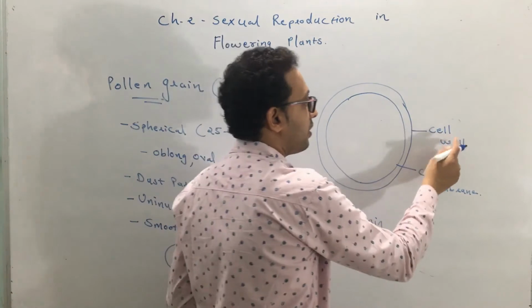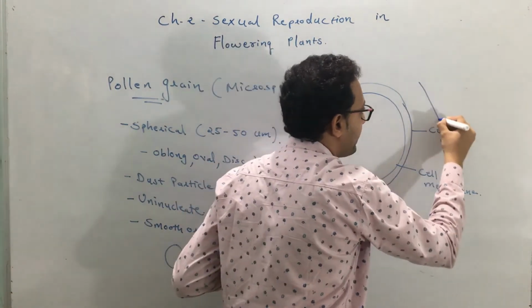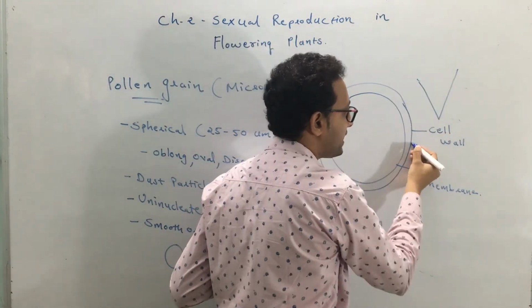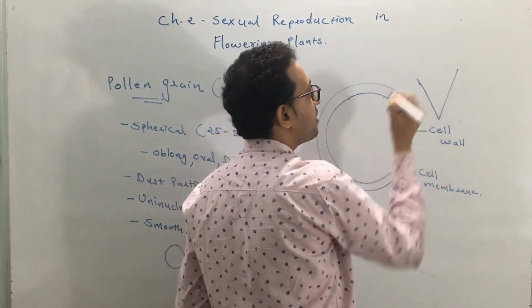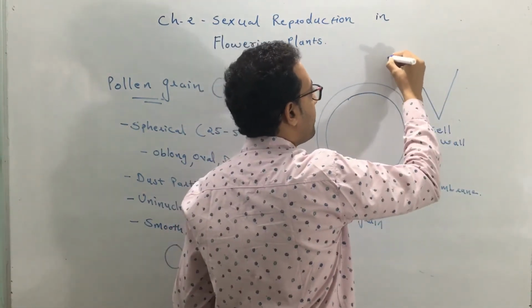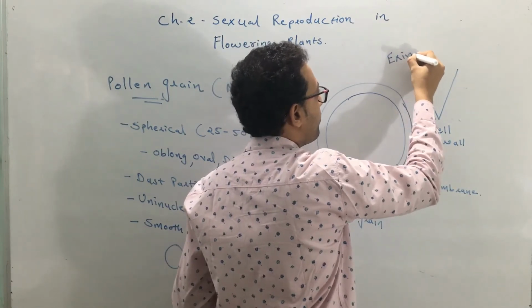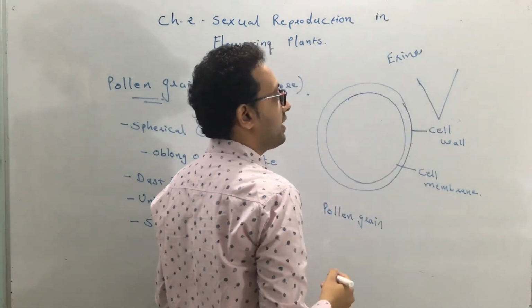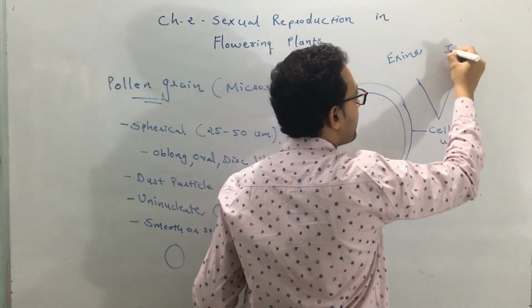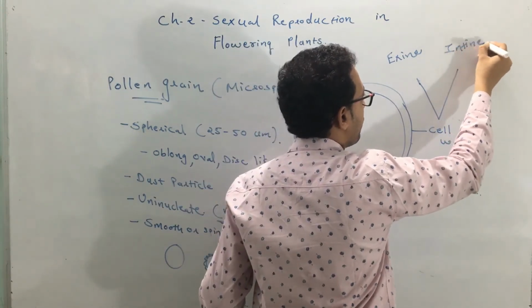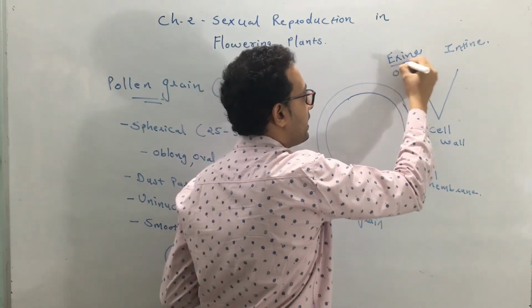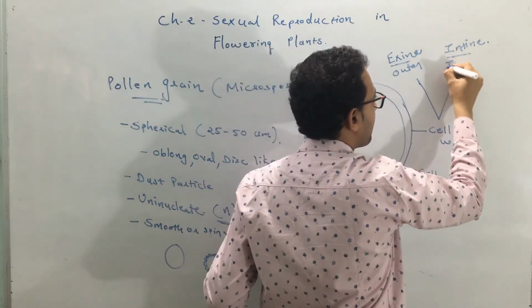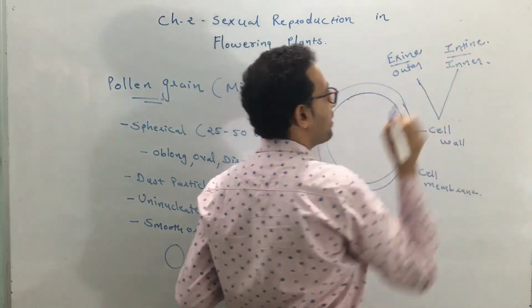Now this cell wall, the cell wall of pollen grain, it consists of two layers. Remember, the cell wall of pollen grain again consists of two layers. Which are the two layers? The outer layer of the cell wall of pollen grain is called as exine, and the inner layer is called as intine. Okay. So the outer layer is exine and the inner layer, what we call it as intine.